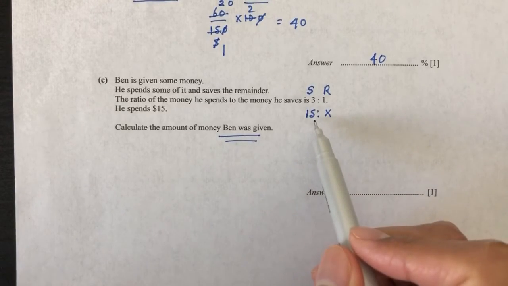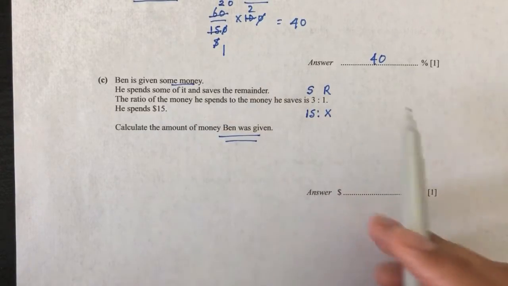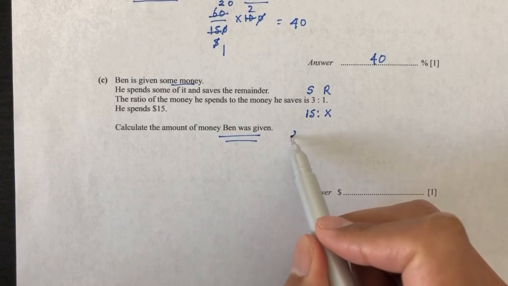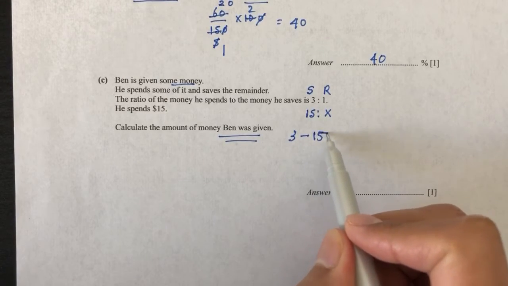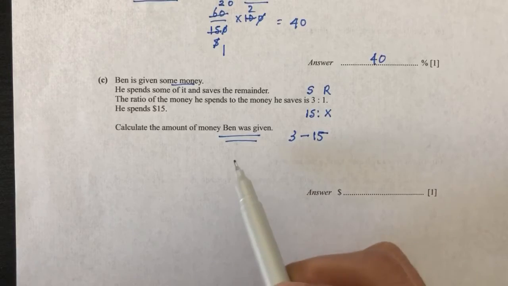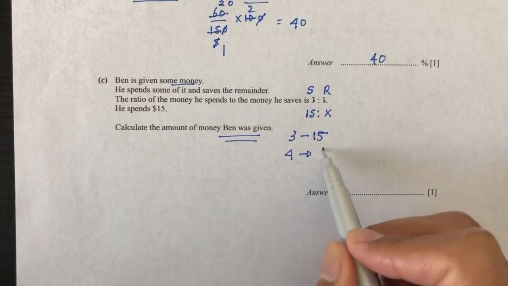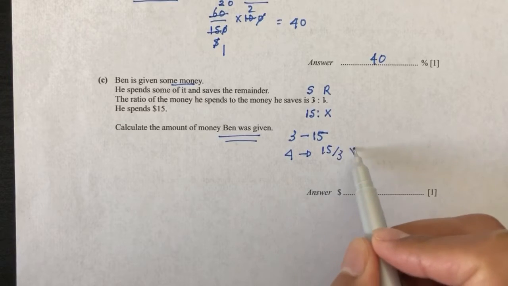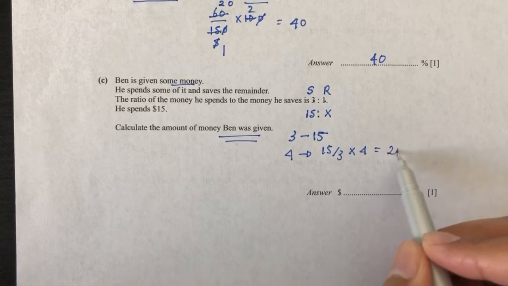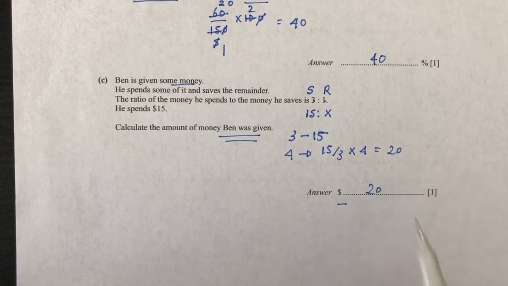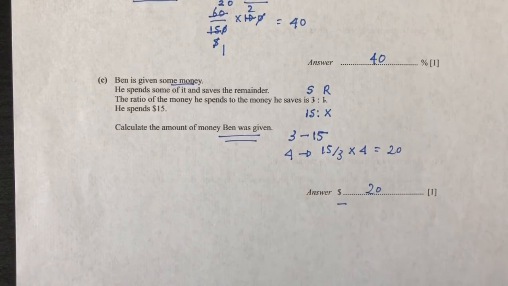So we have to find the amount that he actually was given. So what do we know? We know that 3 represents 15. What is the total amount that is shared? 3 plus 1, which is 4. Find 4. 4 will be 15 divided by 3 times 4, which is 20. So he was given $20 in this question.